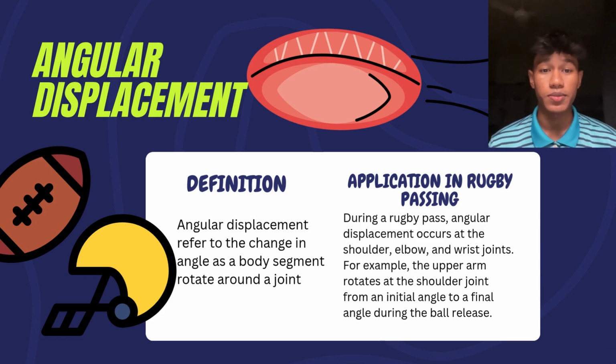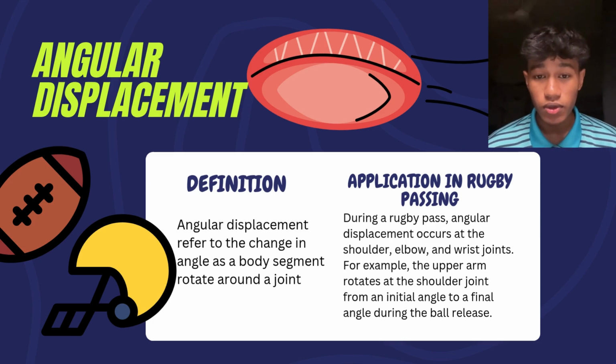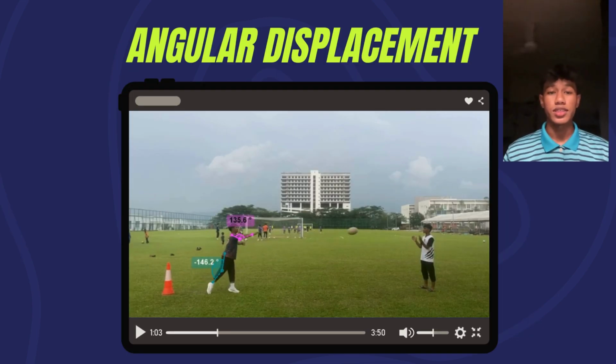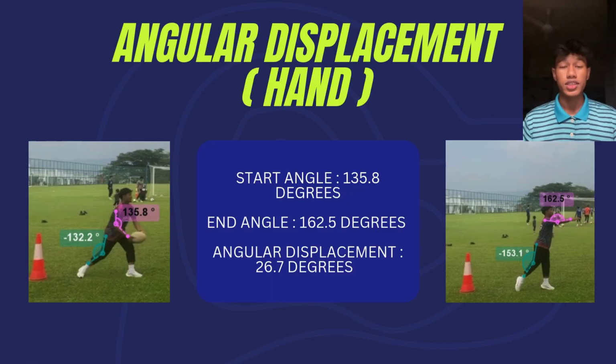Definition: angular displacement refers to the change in angle as a body segment rotates around a joint. Application: rugby passing. During a rugby pass, angular displacement occurs at the shoulder, elbow and wrist joint. For example, the upper arm rotates at the shoulder joint from an initial angle to a final angle during the ball release. So, this is angular displacement example. You can watch. So, this is our angular displacement in hand position.